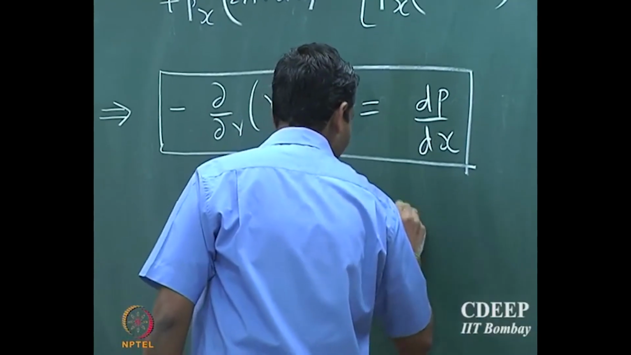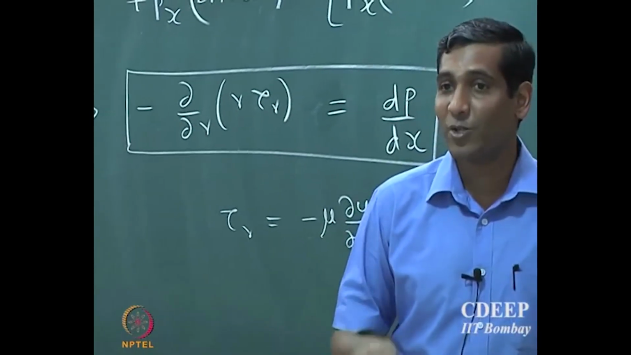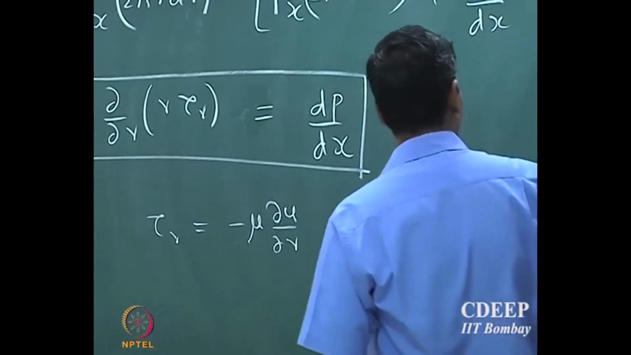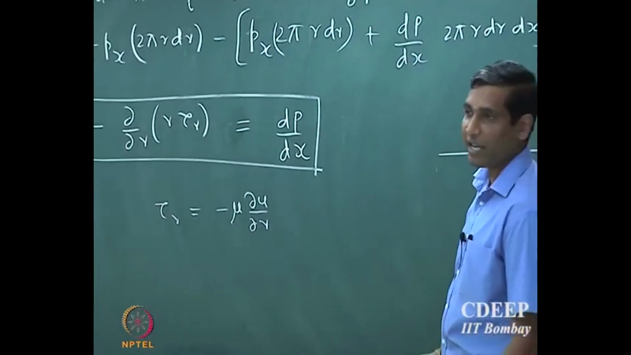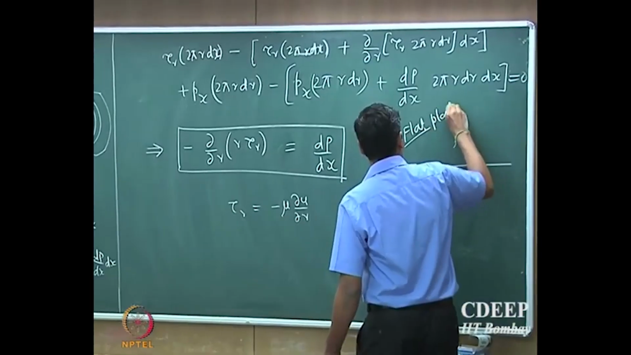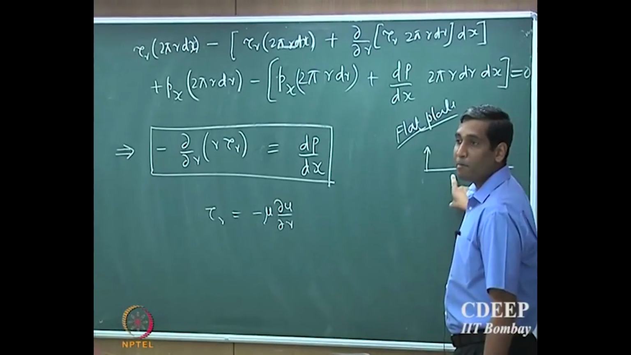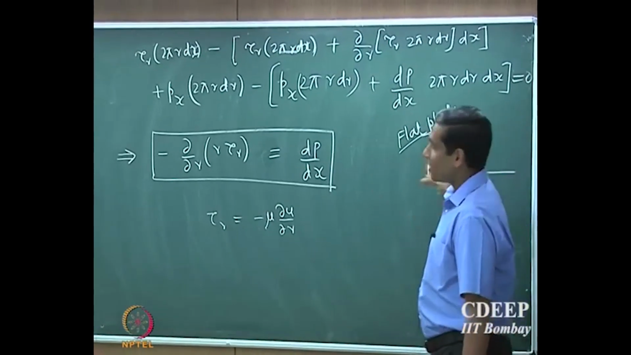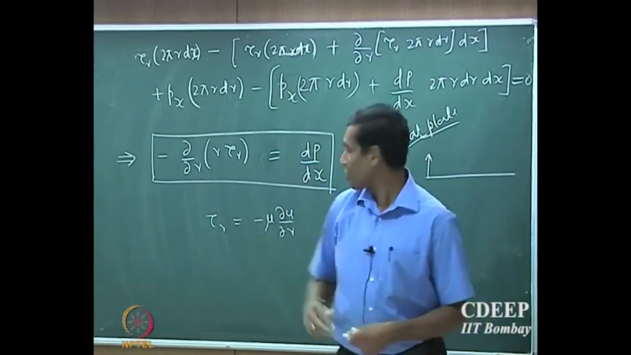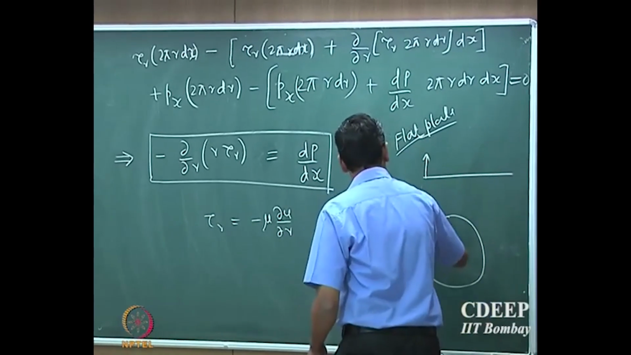So be very careful about the sign that you have. When you are actually using cylindrical coordinates, it's not the same as what you have in Cartesian coordinates. So remember that in Cartesian coordinates, in the flat plate case, the effect of the wall is actually in the positive y direction. But when you take a tube, the effect of the wall is actually in the negative r direction. So compare that with the tube.